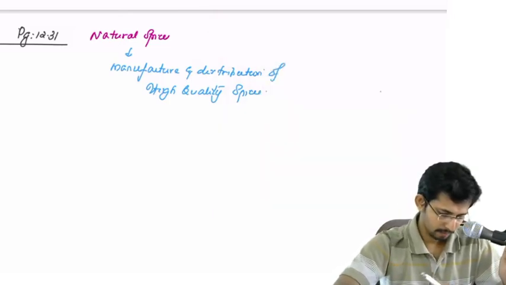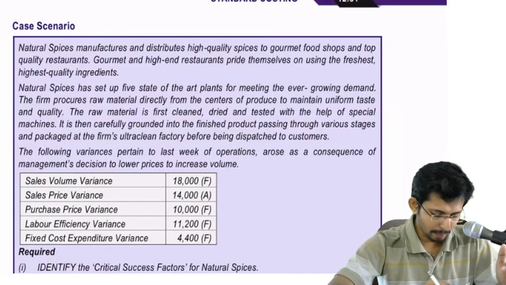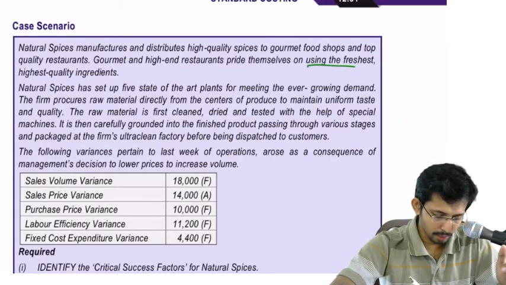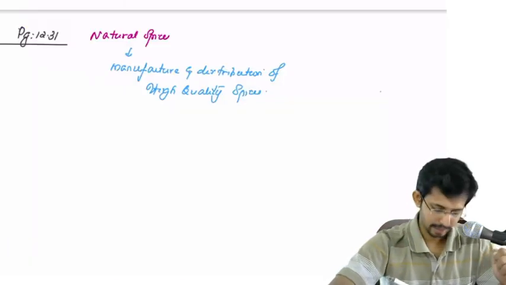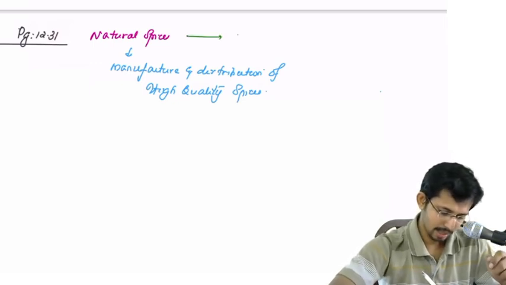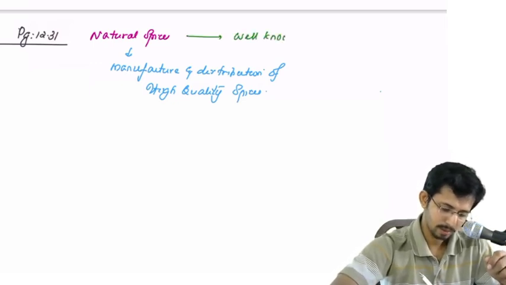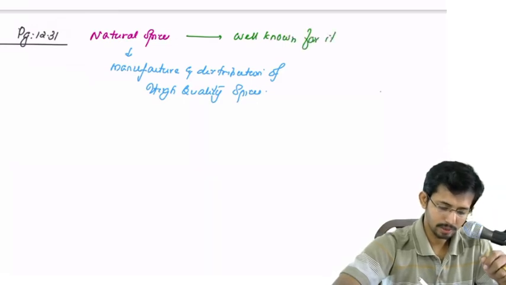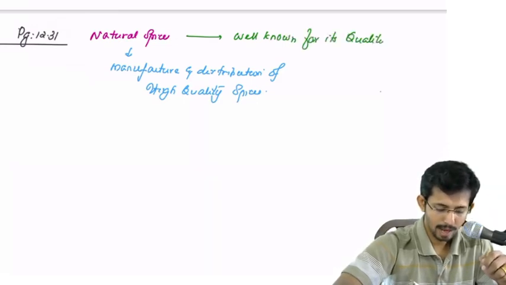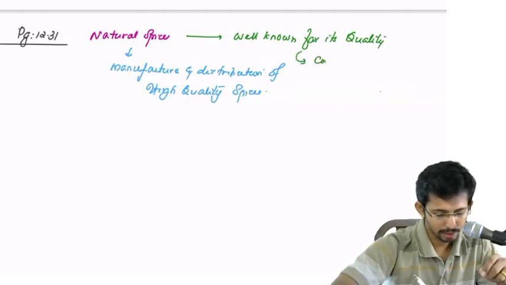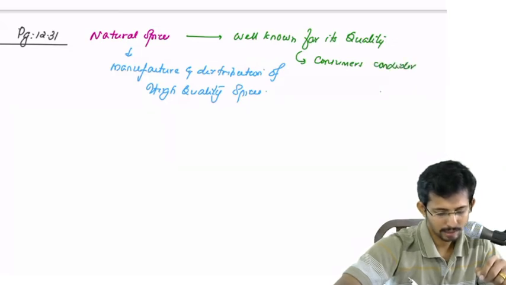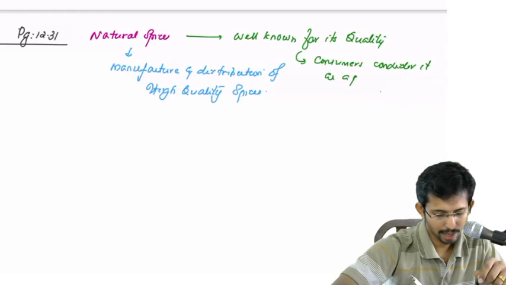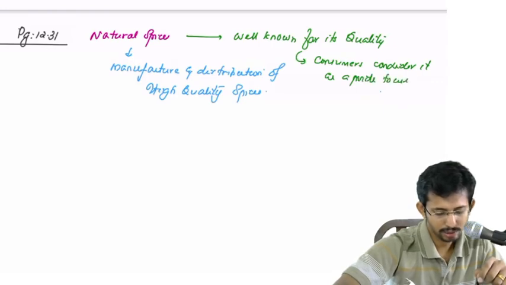Okay, now going forward, government and high-end restaurants pride themselves on using the freshest, highest quality ingredients. Yes. So what does it mean? It means that this company is well known for its quality, and people or consumers consider it a pride to use these products.